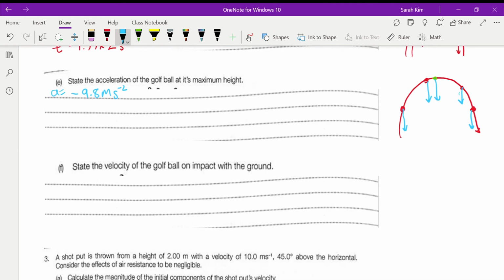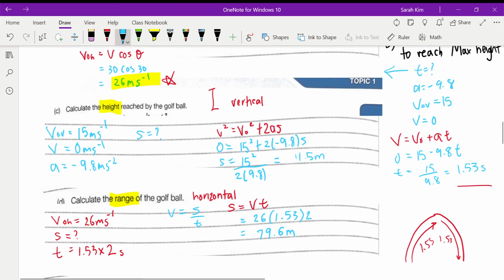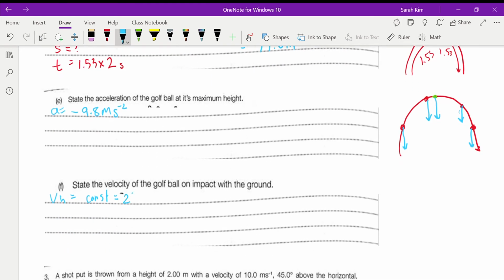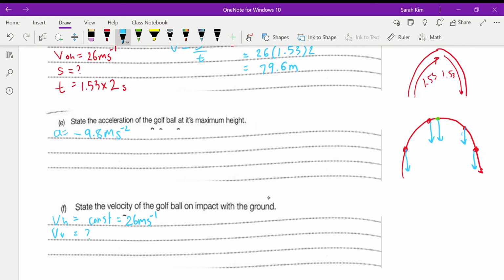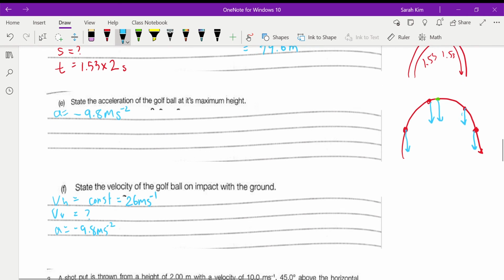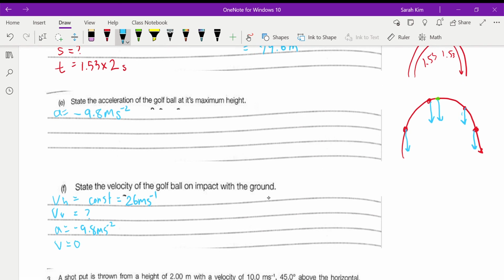Right, state the velocity of the golf ball on impact with the ground. Now, again, my VH is going to be constant. It's constant throughout the whole motion, which is 26. Yep, 26, and this one doesn't change. But what we do have to find is the VV. So we can do a vector diagram and add it. A is negative 9.8.